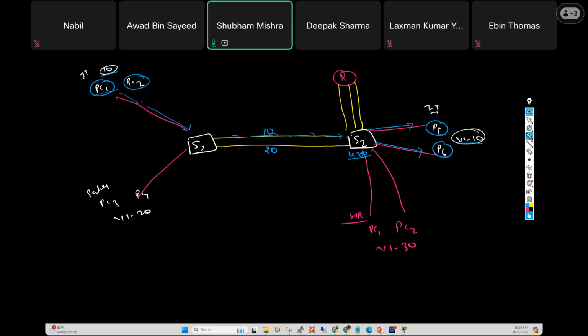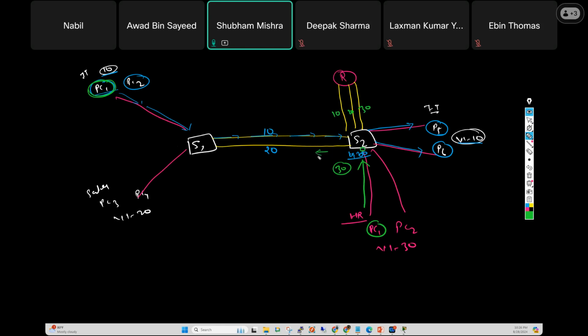Now the thing is, let's suppose PC number 1 wants to communicate with this PC. What will happen? Packet will reach the switch. What will the switch do? The switch receives this packet here, and this interface belongs to which VLAN? VLAN number 30. Yes or no? This one is VLAN number 10, this is 20, and this is VLAN number 30. So what will switch number 2 do? Switch number 2 does not forward this packet towards here, right?